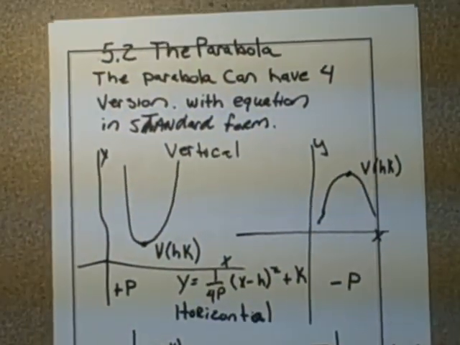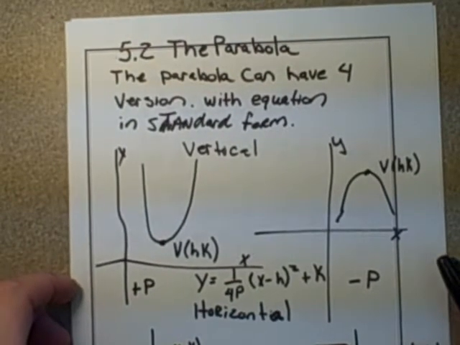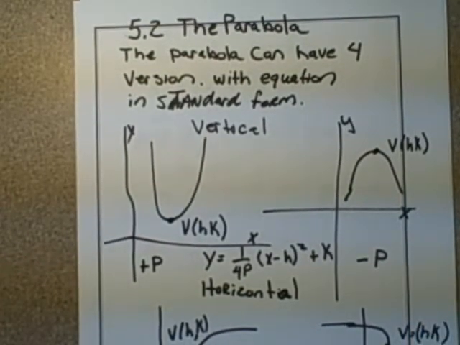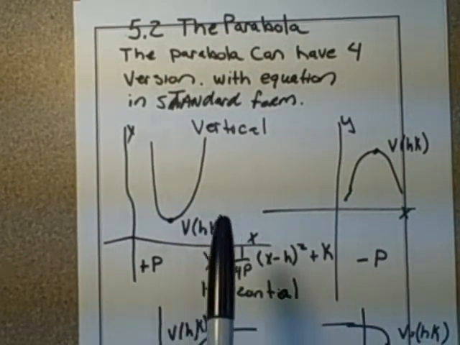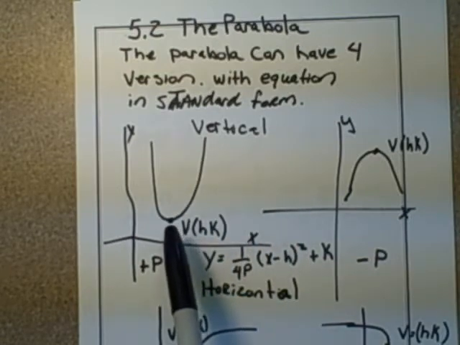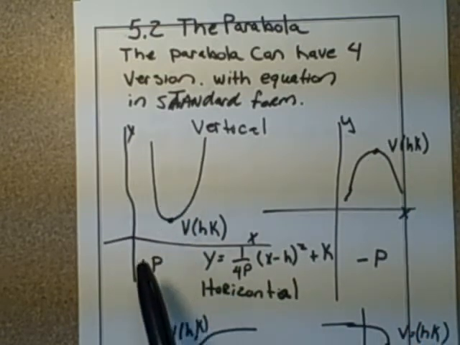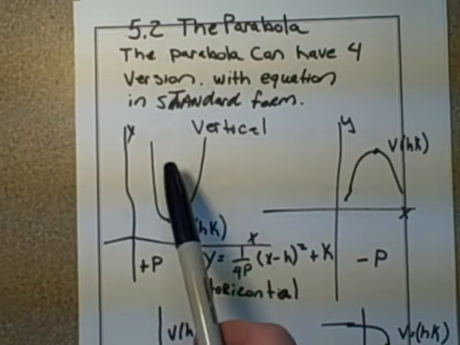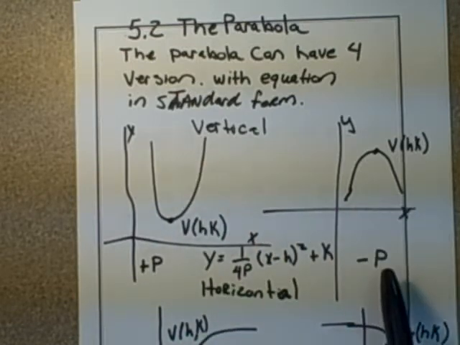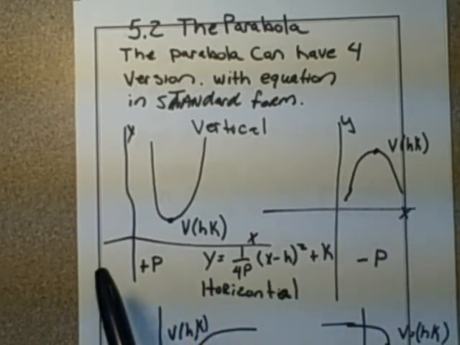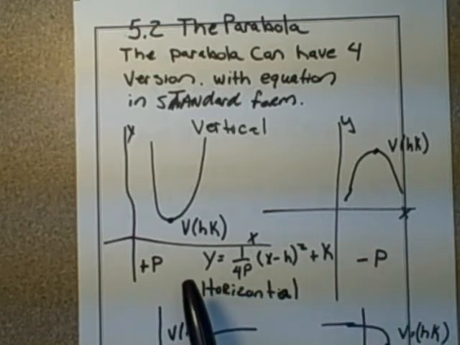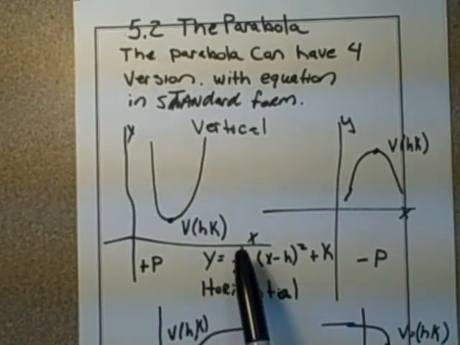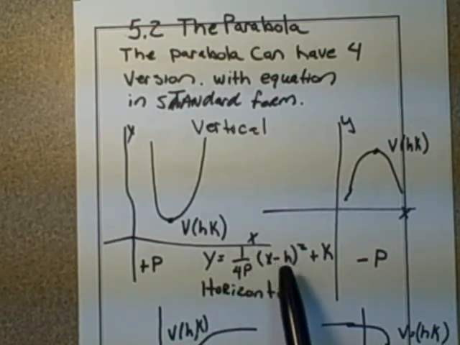The parabola can open in four versions, with an equation in standard form. So now we're going to look at the equation in standard form of a parabola. Here, these two are vertical parabolas. There's the vertex point. This one's opening up. When p is a positive value, we have an upward parabola for a vertical parabola. When p is negative, it opens downward. Now the standard form of this parabola equation is y equals 1 over 4p times (x minus h) squared plus k.